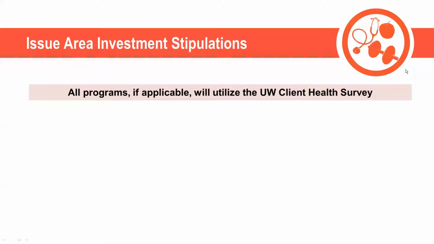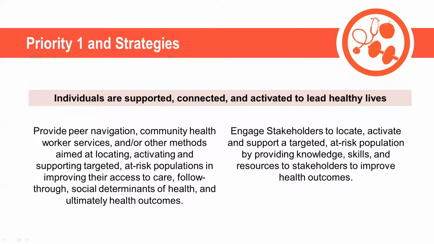And then health, last but certainly not least. If anyone applies trying to address health, they will have to utilize the United Way Client Health Survey if they are serving a population that has 13 and older individuals. So priority one and its two strategies are focused on changing communities. So individuals are supported, connected, and activated to lead healthy lives. So those are three critical elements that you must address if you are aligning with this priority and or one of the strategies or both.